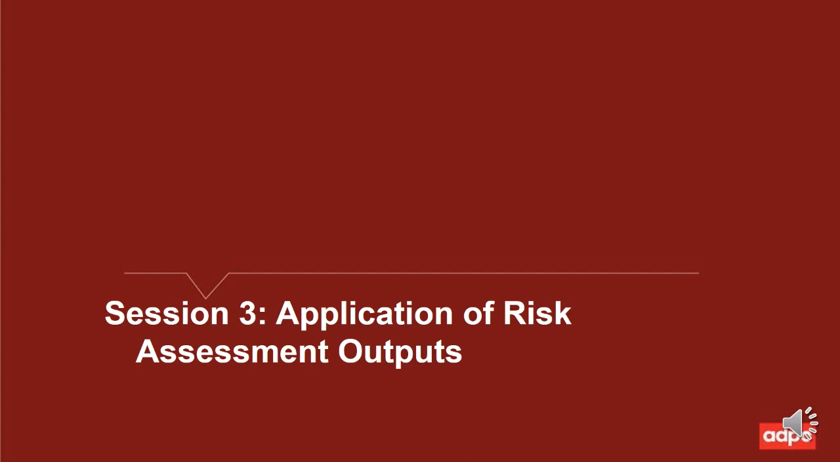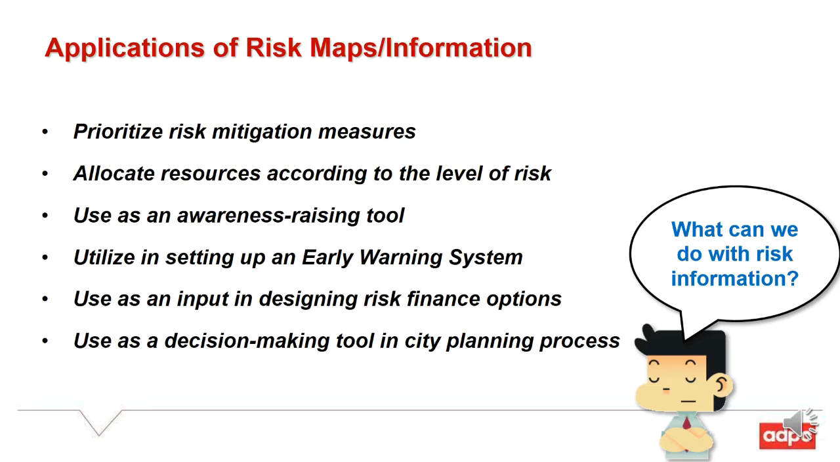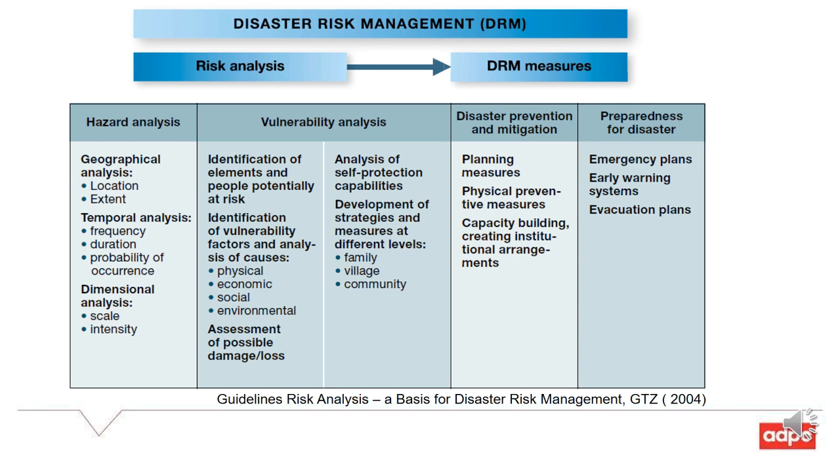Now we are in number 3, session 3, application of risk assessment outputs. The risk assessment measure information, or the maps we receive from the risk assessment, can be used to prioritize risk mitigation measures, allocate resources according to the level of risk, use as an awareness raising tool, utilize in setting up an early warning system, use as an input in designing risk finance options, and also use as a decision-making tool in city planning process.